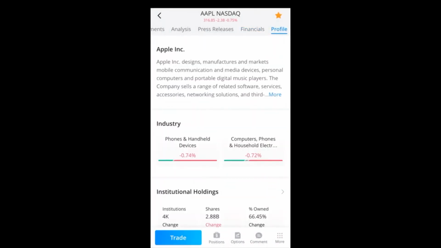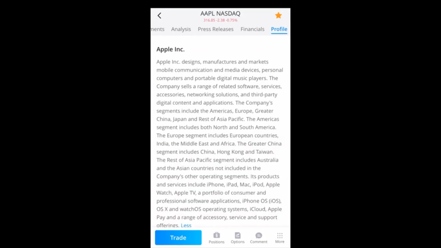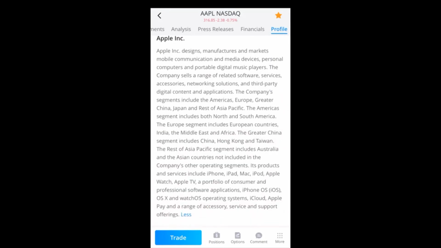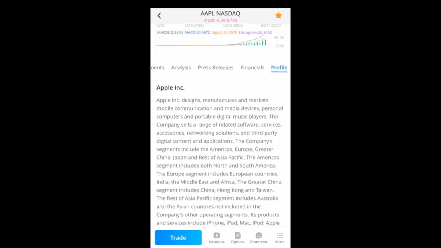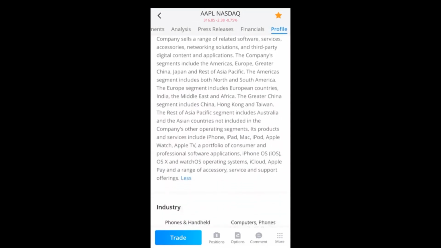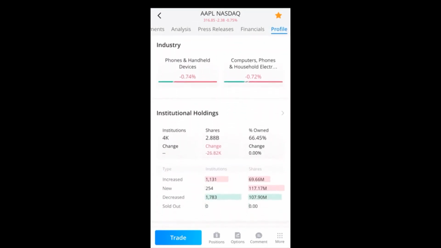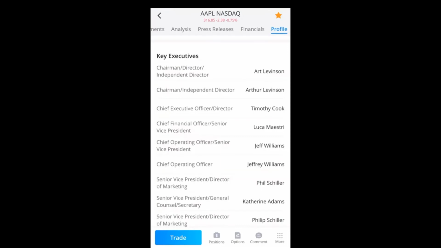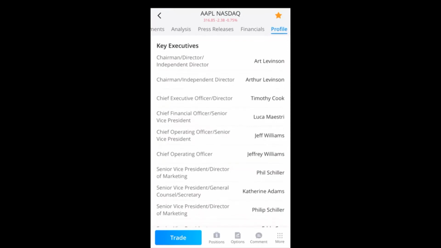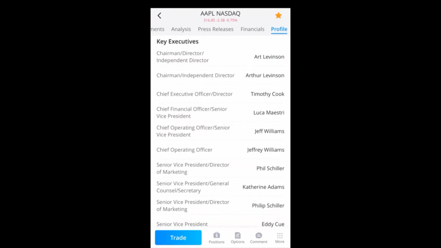You can also look at the profile and get a description of the individual company. So you get a full description of what Apple does. They design, manufacture, and market mobile communication and media devices. If this were a company that you didn't know much about, then you could look at this profile and learn more information. On that insider activity page that I showed you earlier, you can look here to see what their relationship is to the company.